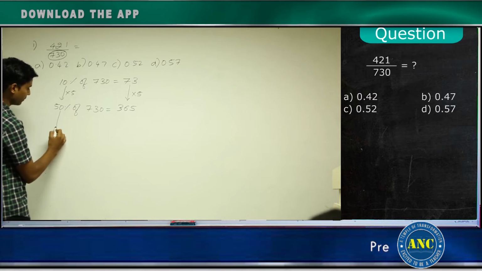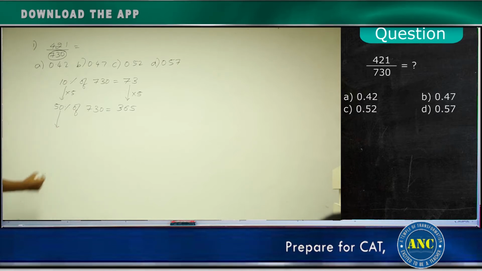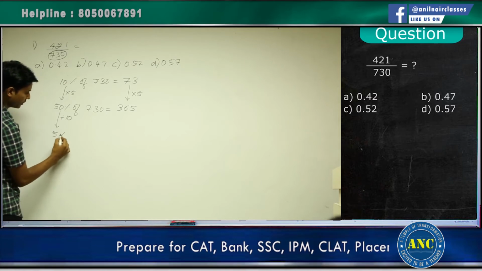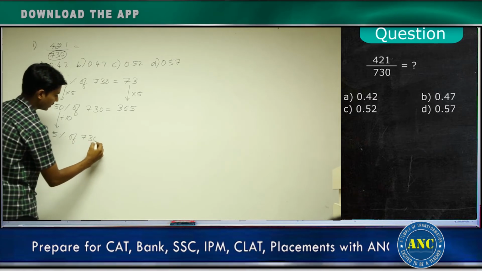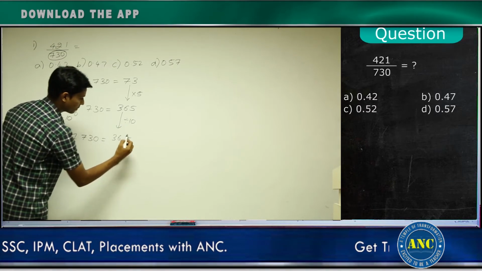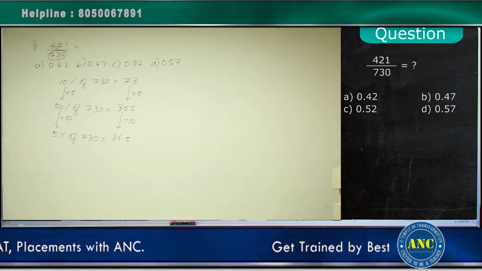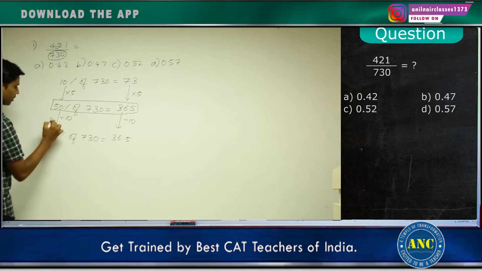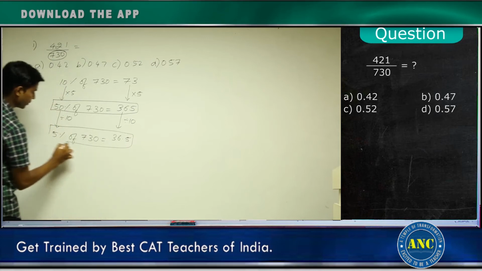See here. Suppose I divide this by 10. How much will I get? 5%. 5% of 730 is nothing but this also divided by 10: 36.5. Till now, what have you got? 50% of 730 is 365. 5% of 730 is 36.5.